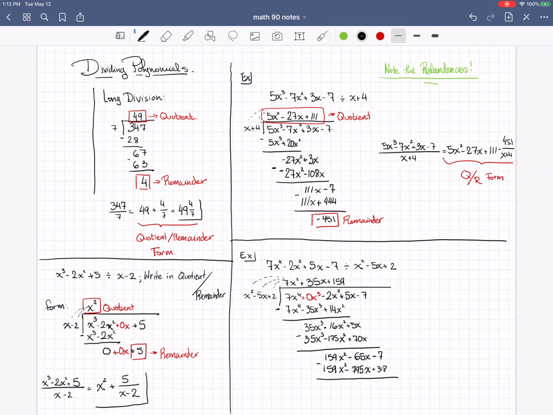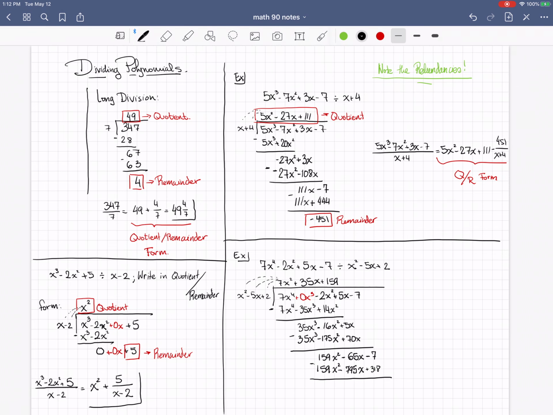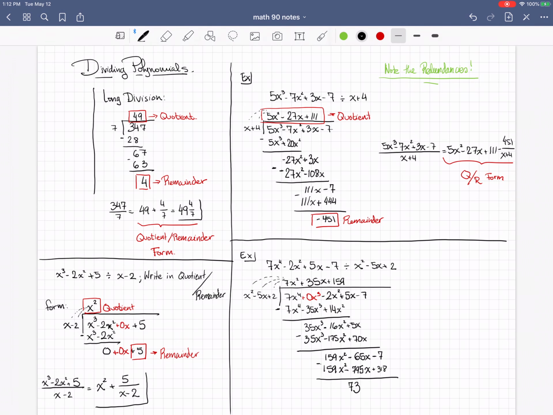So don't forget, we're subtracting. Then we have negative 65x minus negative 795x. Those two minuses turn into a plus. So this becomes 730x. And then negative 7 minus 318 becomes negative 325. There's nothing left to bring down. You can't multiply x squared by anything without having to divide an x out and end up with 730x. So this is our remainder. And this is our quotient.